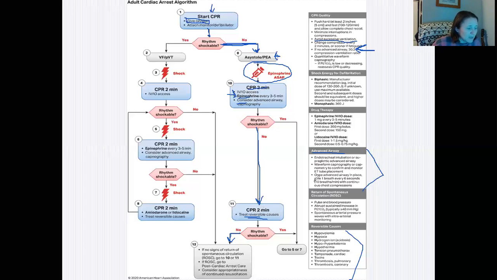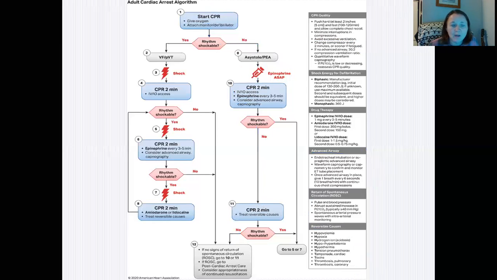We will talk about ROSC in just a little bit, so I'm not going to discuss that right now. We're going to discuss reversible causes coming up. So real quick, one more time, I'm just going to go back over the algorithm. Not a pulse, neither of them have pulses. That is shockable. Start the CPR. If it's shockable, the priority is going to be to shock them. Prioritize the shock. After you've shocked, immediately back on the chest, CPR for 2 minutes.